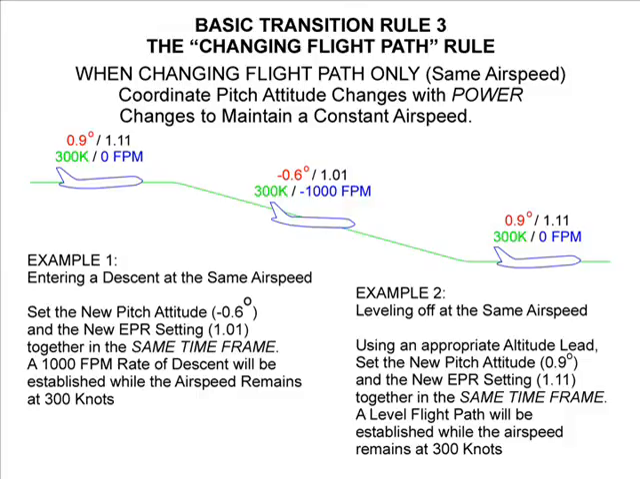This demonstration shows how the rule is applied to the transition from one flight path to another while maintaining a constant airspeed. A descent entry is shown first, followed by a level off at a new altitude. Both will first be shown in the data plot view, followed by the same transitions shown in the flight deck view.